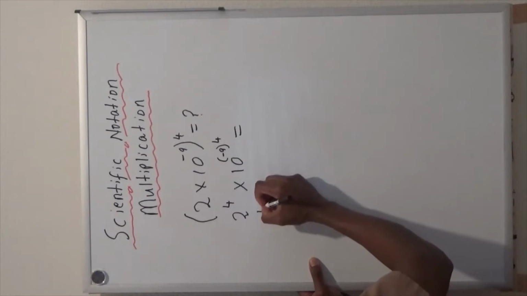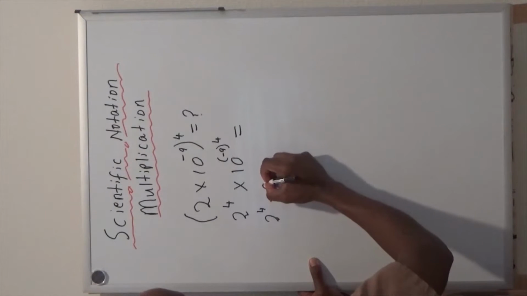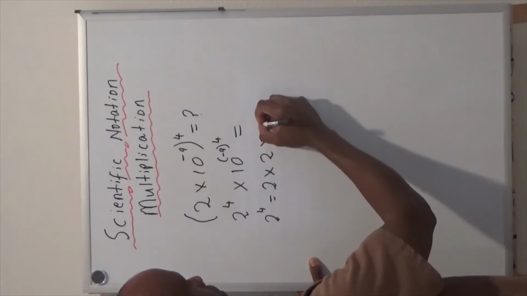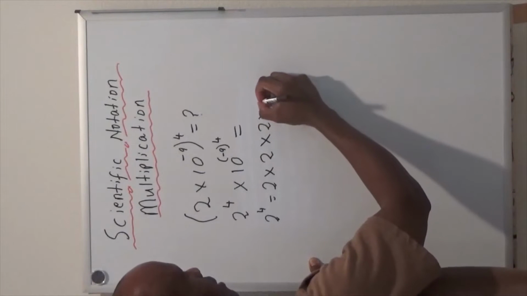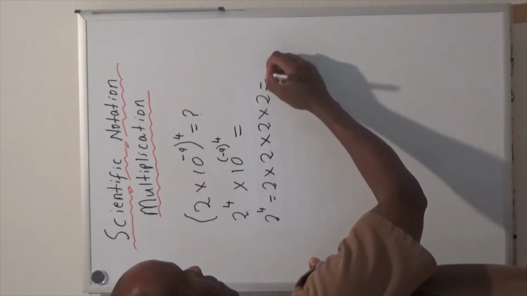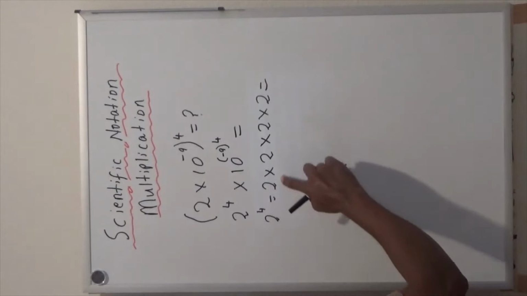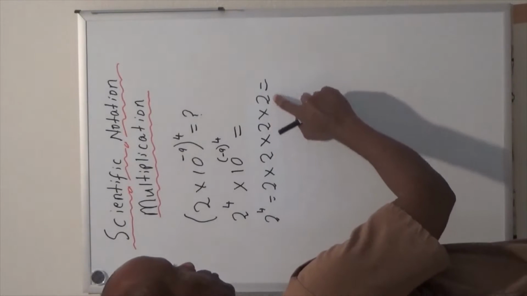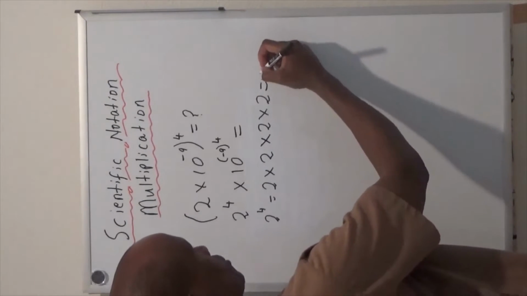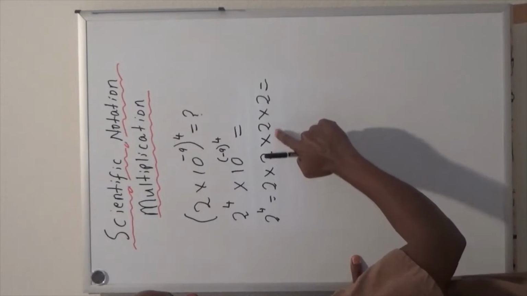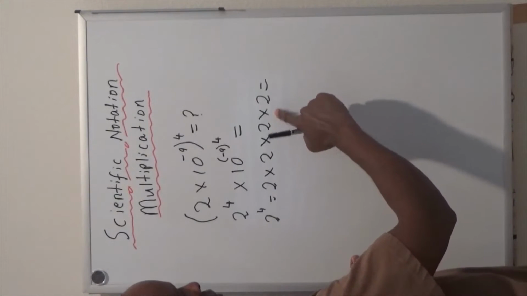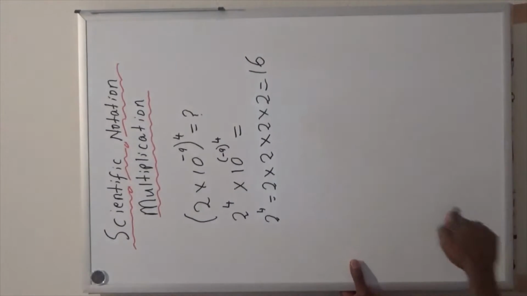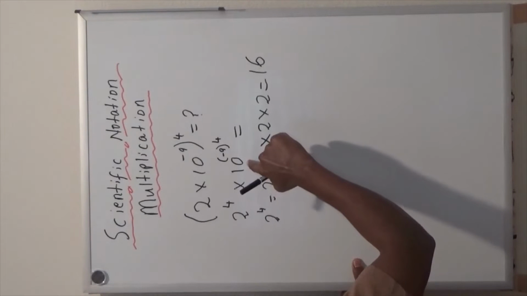2 to the power of 4 is the same as 2 times 2 times 2 times 2. This is equal to 4, 4 times 2 is 8, 8 times 2 is 16. Then I simplify the next one.